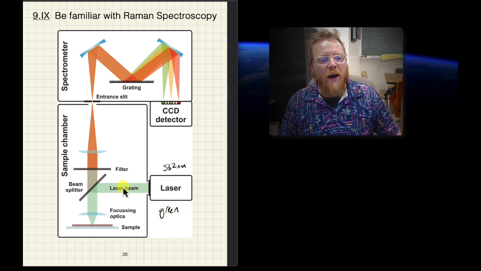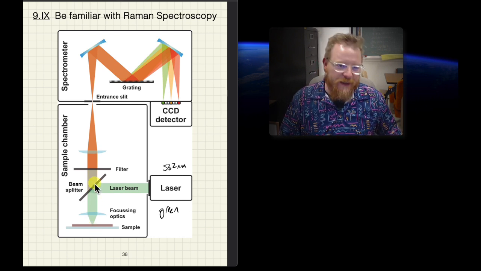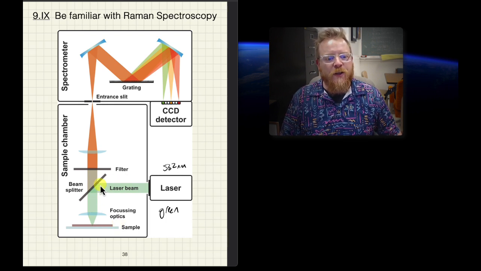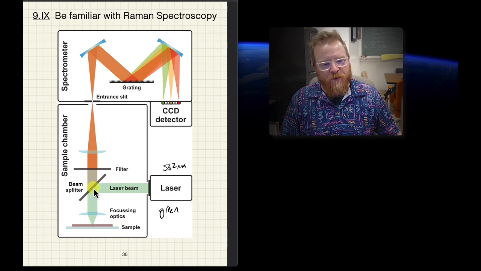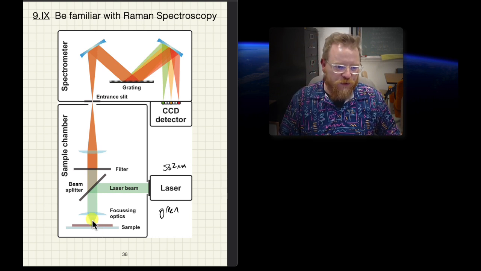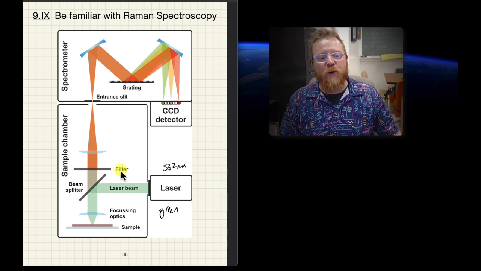So that goes through a beam splitter where some of the light will focus down on the sample and some of the light will scatter back up to the detector. So the light that goes back down to the sample is also refocused back through these optics. So that's what the beam splitter will do.